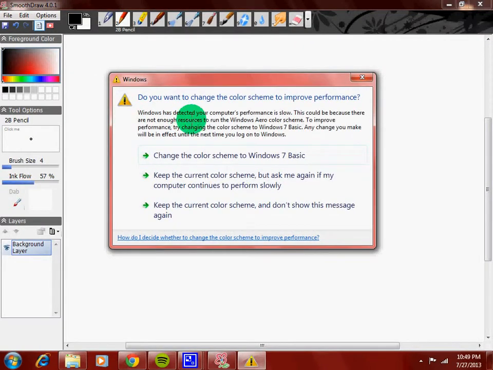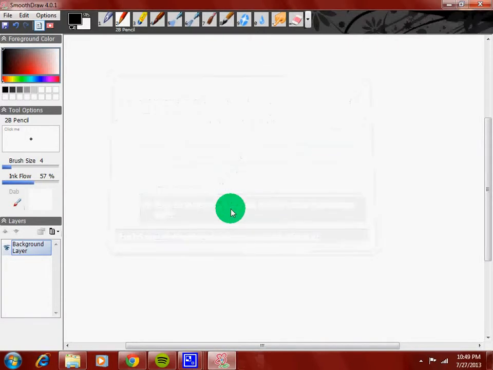And do you want to change the color scheme to improve performance? Keep the color scheme to Windows 7 Basic, keep the color scheme, but ask me again if the computer. Keep the current color scheme and don't show this message ever again.